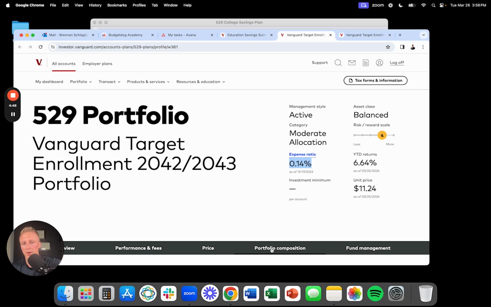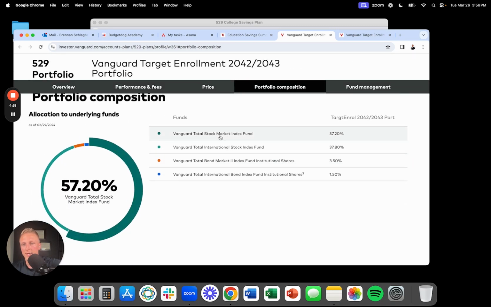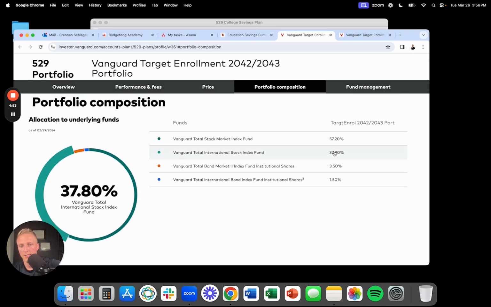We're good there. You want to see the portfolio composition. So this total stock market is 57. This is 37. This mix of, these are equities, right? This would be 95% of the portfolio. And as you can see, this is 5% into bonds, total bonds, and then also international bonds. So you have a 95-5 split between equities and bonds in something that's 18 years away.